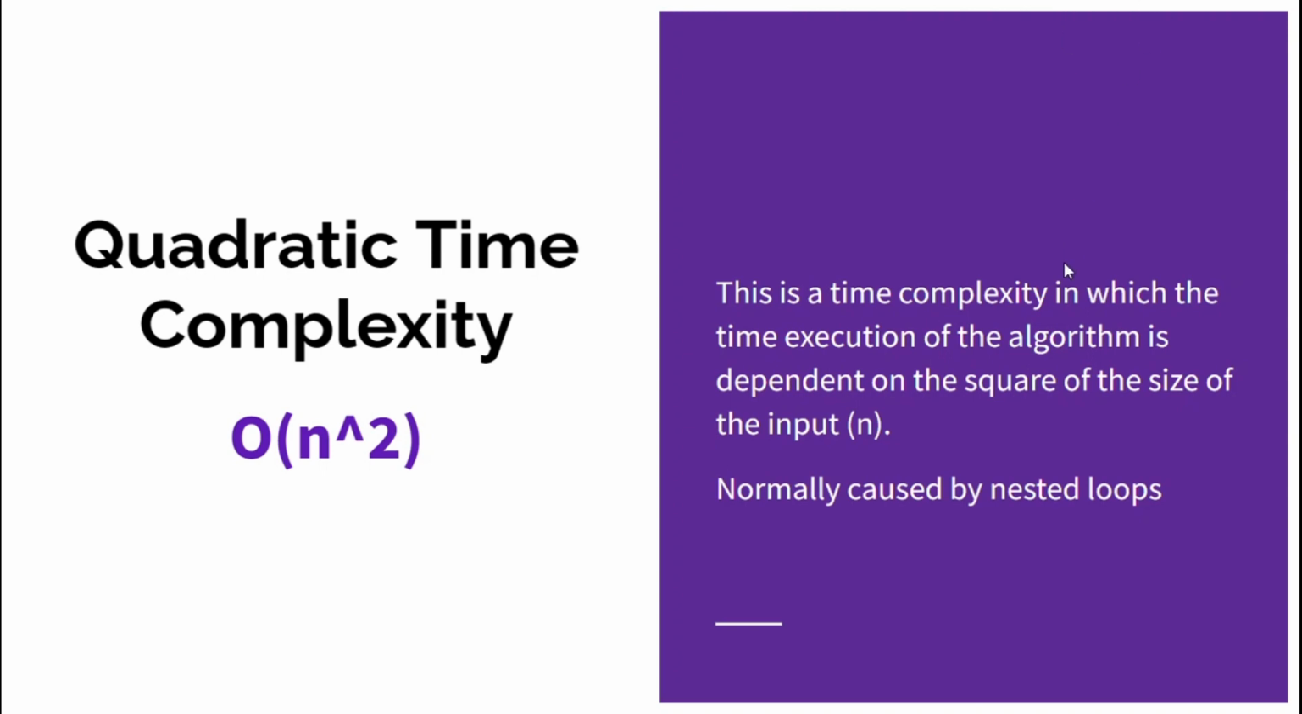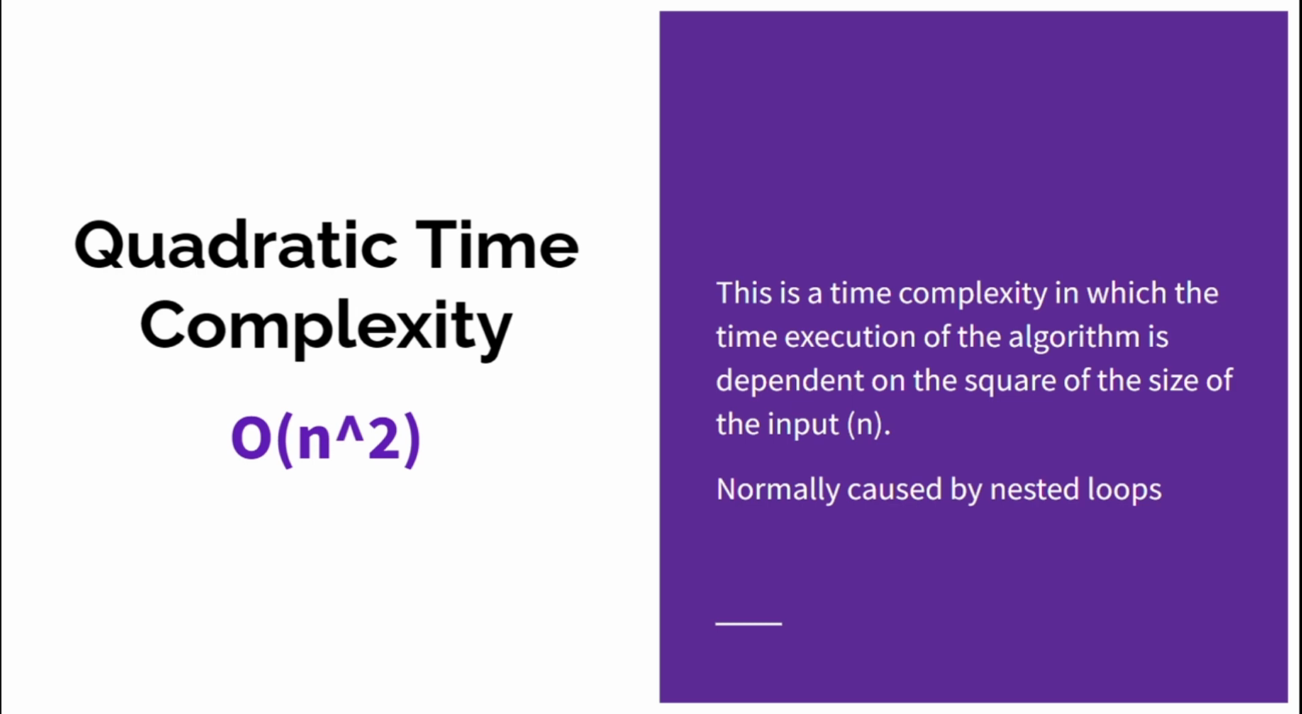Okay, so this is the quadratic time complexity denoted with the big O of n raised to power 2. So this is a time complexity. For an algorithm to have this particular time complexity, it means that the time execution of that algorithm is dependent on the square of the size of the input.